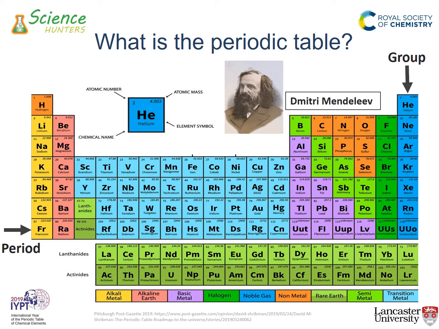The columns are called groups. Elements in the same group are similar to each other and have similar chemical properties. Indeed, the periodic table is called the periodic table because elements with similar properties occur at regular or periodic intervals.